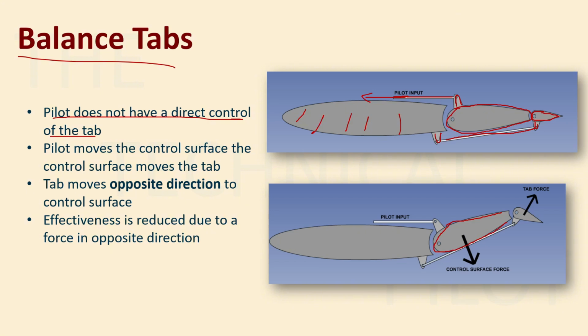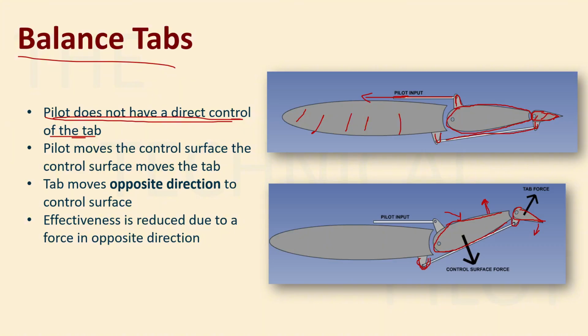The pilot is controlling what? The pilot is controlling your elevator, right? And when the elevator has moved up, then because of this particular linkage, you can see that the balance tab has moved downwards, right? So the control surface was moved up. This was done by whom? The pilot, right? And since the control surface moved up, the elevator moved up, and the balance tab, since it was attached with these linkages, it moved downwards. So this is the balance tab, and you can see it has moved downwards, right? So the pilot does not have a direct control of the tab. Pilots cannot control this tab directly.